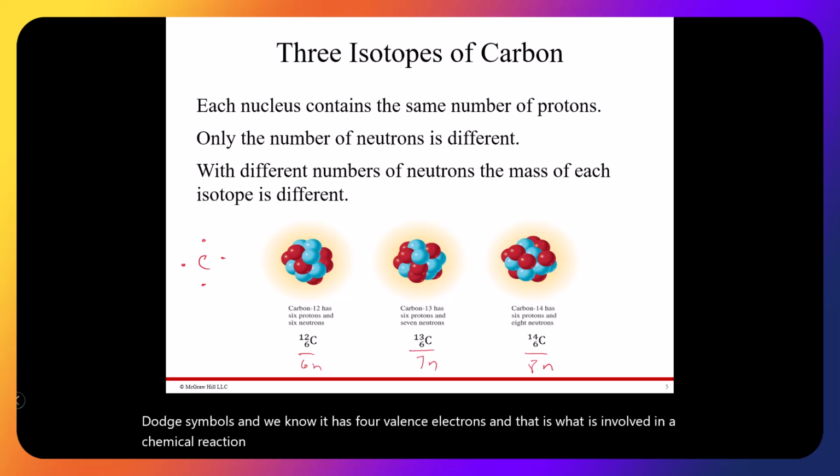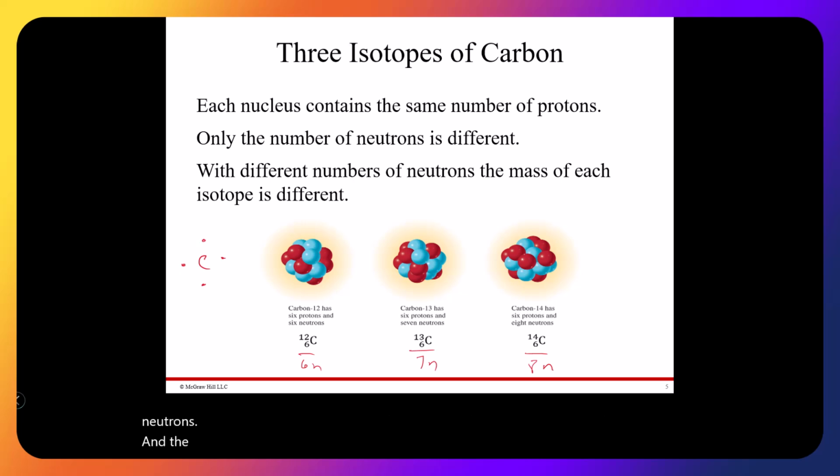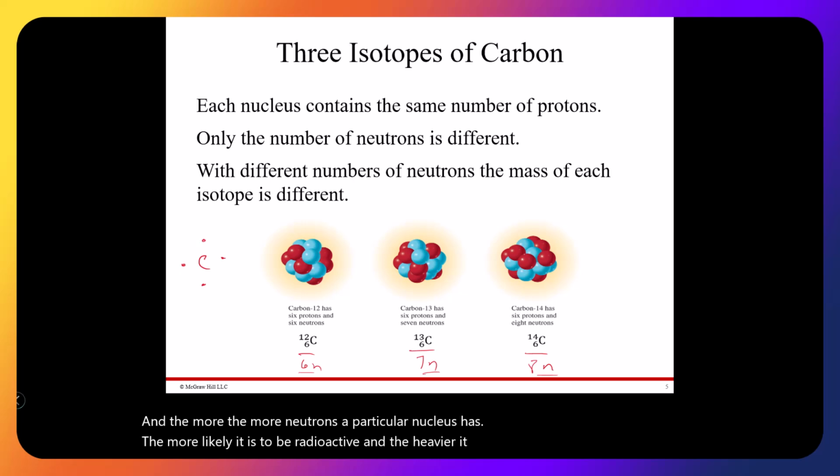But what we're focused on is the nucleus, and the nucleus has the protons and neutrons. The more neutrons a particular nucleus has, the more likely it is to be radioactive, and the heavier it is. So again, speak the language: carbon 12, carbon 13, carbon 14.